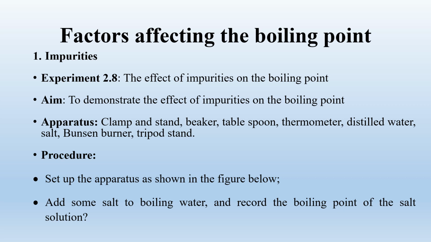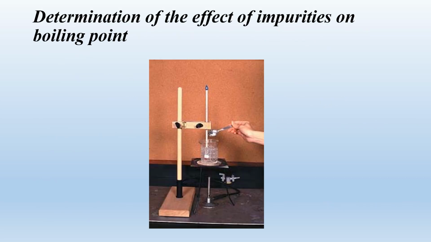Impurities. Experiment 2.8, the effect of impurities on the boiling point. Aim: to demonstrate the effect of impurities on the boiling point. Apparatus: clamp and stand, beaker, tablespoon, thermometer, distilled water, salt, Bunsen burner, tripod stand. Procedure. Set up the apparatus as shown in the figure below. Add some salt to boiling water, and record the boiling point of the salt solution. Determination of the effect of impurities on boiling point.